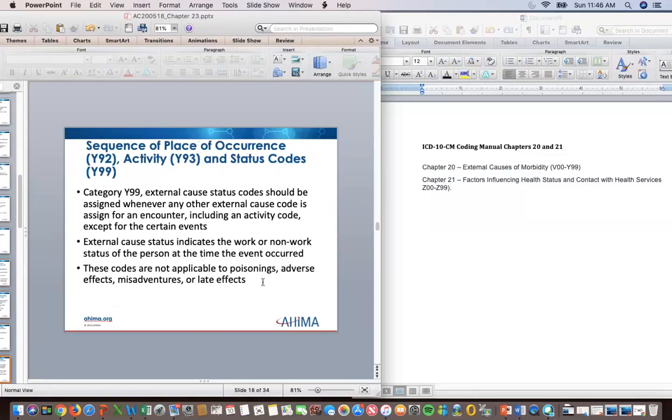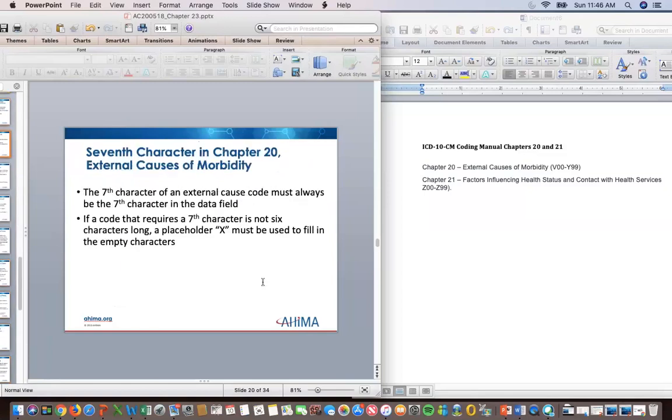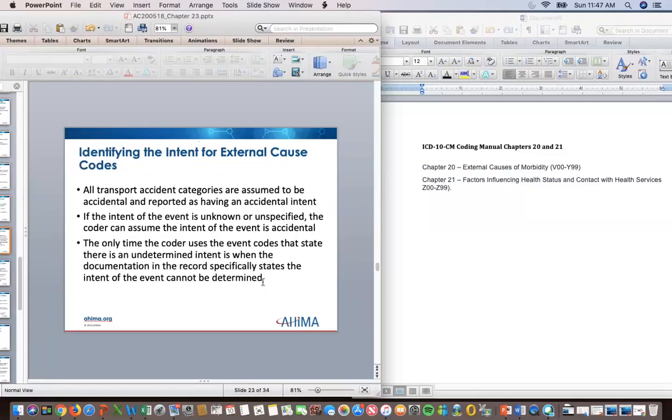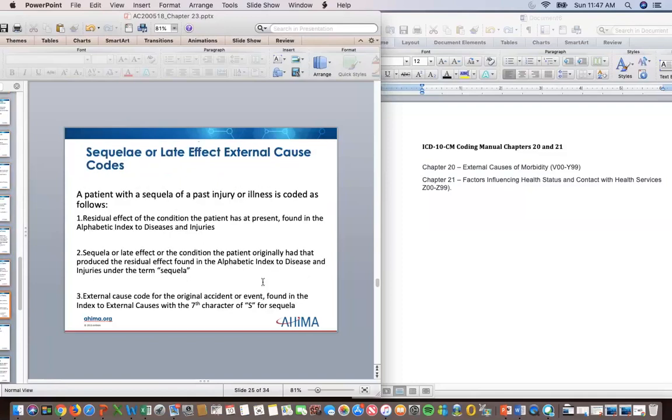Some of the broad examples of that are walking, running, ice, caregiving, food preparation, etc. How the sequence of place, where does it happen then? Your seventh character of an external cause code must always be the seventh character in the data field. So for a code that requires 7 characters, if it is not 6 characters long, which we've learned, a placeholder of X must be used to fill in the empty character place. Multiple causes of external causes of injury, you'll see terrorism, transport injuries, activity, external causes, etc.